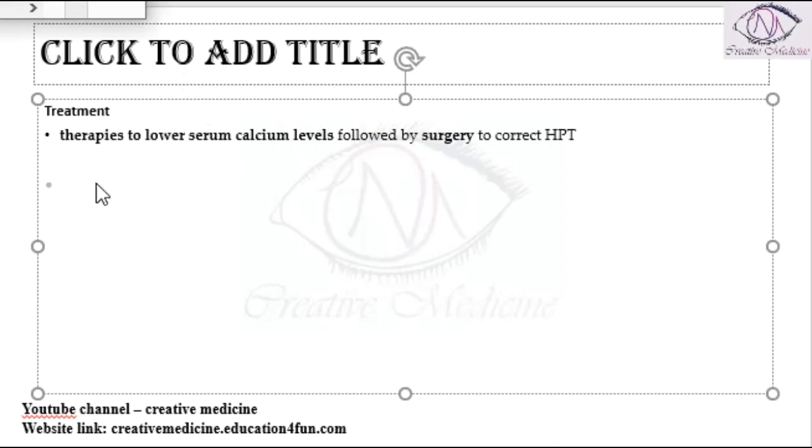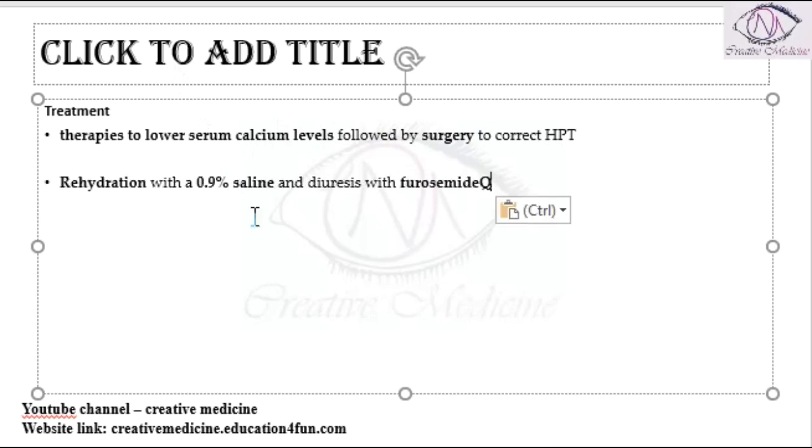Calcium levels are corrected by rehydrating the patient with normal saline and along with diuresis with furosemide. If you use furosemide for diuresis, furosemide causes excretion of calcium, so it lowers the calcium level in the blood. Okay, so this is the mainstay of therapy.